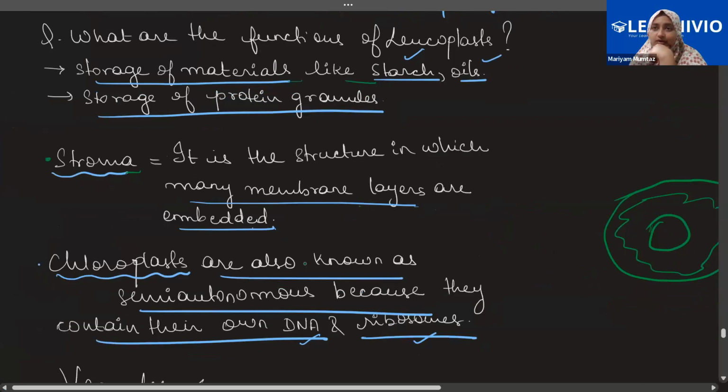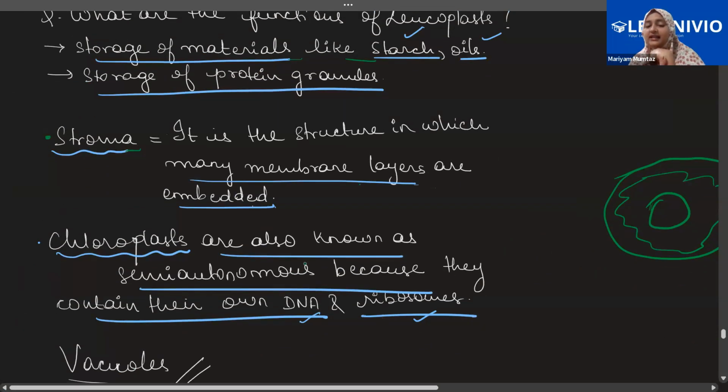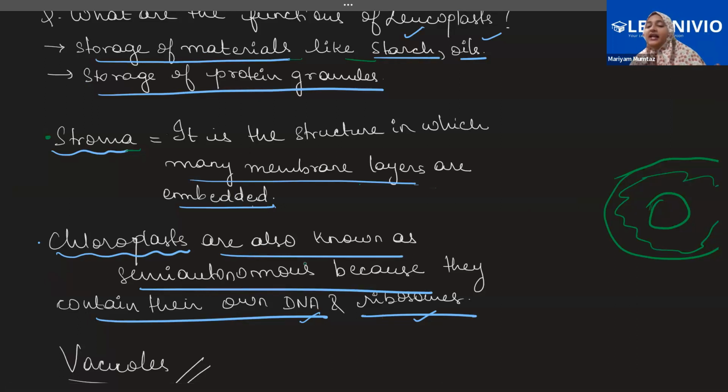Now, chloroplasts and mitochondria have their own DNA and their own ribosomes, meaning they can replicate on their own and they can make their own proteins. Because of this very reason, the chloroplasts are known as semi-autonomous, meaning they can replicate or make their proteins on their own. Same goes for mitochondria. So this is the reason why chloroplast and mitochondria are known as semi-autonomous organelles, because they contain their own DNA and ribosomes. Is it clear to everyone?